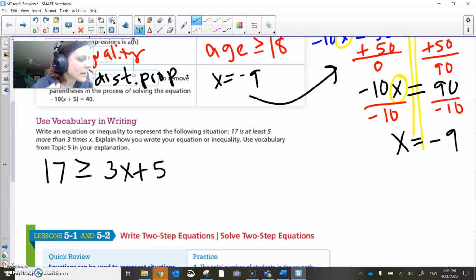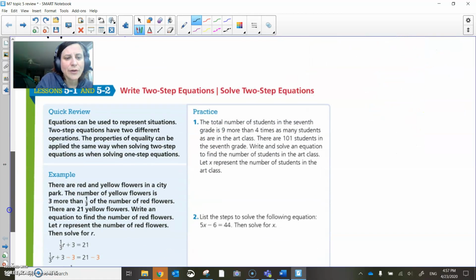I wrote an inequality for this situation because the description says at least. I used the greater than or equal to sign because at least indicates that the solution to the inequality is included. At least means it also includes 17, so it could be equal to 17. Okay, so that's the vocab section.